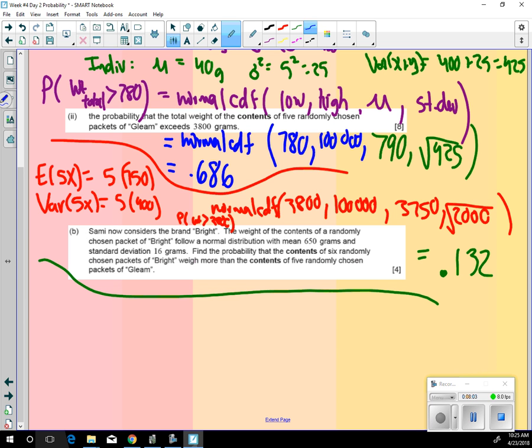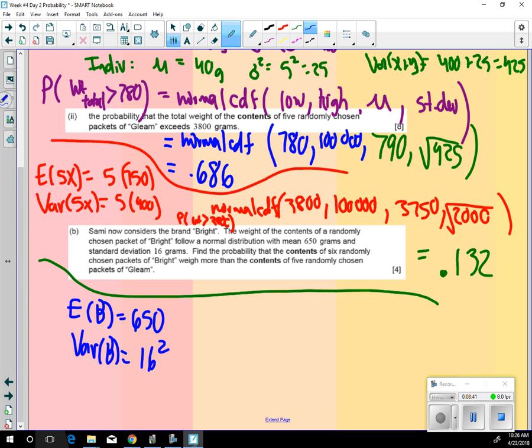Sammy now considers the brand Bright. The weight of the contents of the randomly chosen packet of Bright follows a normal distribution with a mean of 650. So this is a new one. So let's call this new one B. And the expected value of B, or mu of B, is going to be 650. And then we're going to have a standard deviation. So the variance of B is going to be 16 squared.